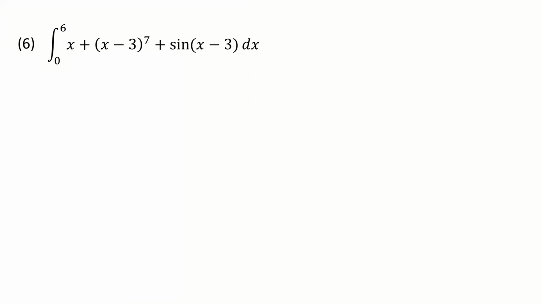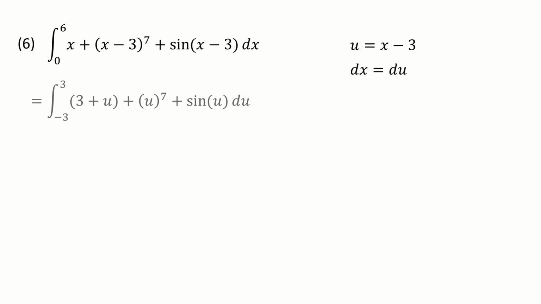For problem 6, we use a substitution. First, we let u equals x minus 3 and dx equals du. Plug them back into the integrand. Note that here, the upper and lower limit for this definite integral has been shifted by 3 units. Instead of from 0 to 6, it became from -3 to 3.